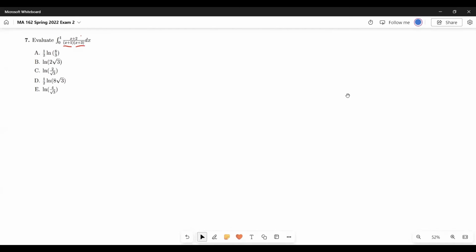So this question has us evaluate the integral of (x plus 2) over (x plus 1)(x plus 3). Well, what you can do is use the decomposition technique. So you can write (x plus 2) over (x plus 1)(x plus 3) as a over (x plus 1) plus b over (x plus 3). So you can decompose the fraction into partial fractions, and it's easier to integrate this way.